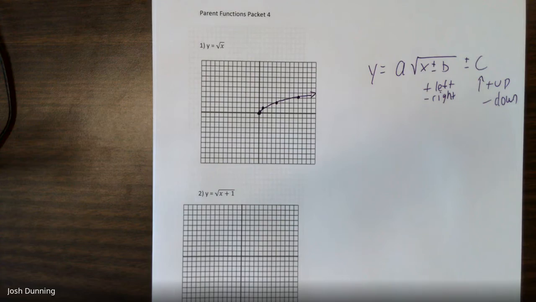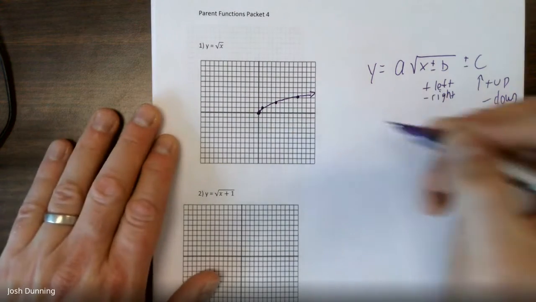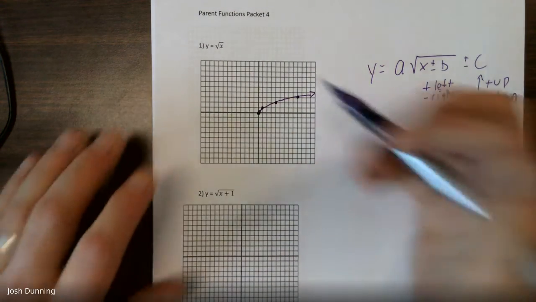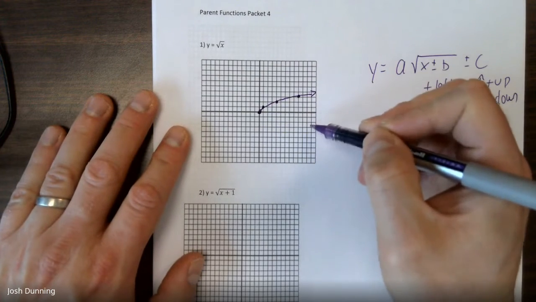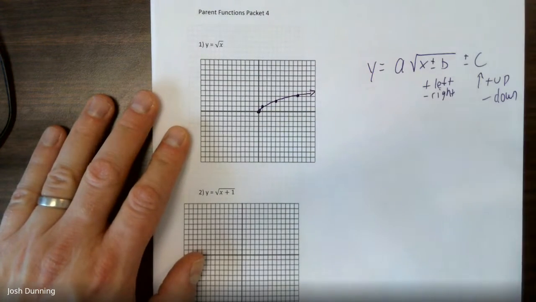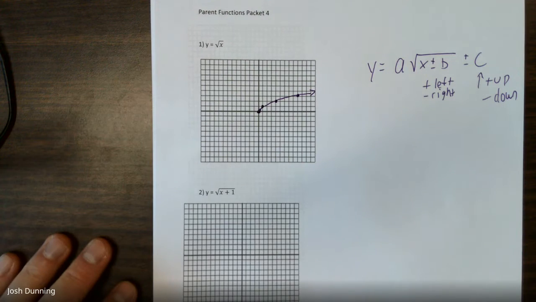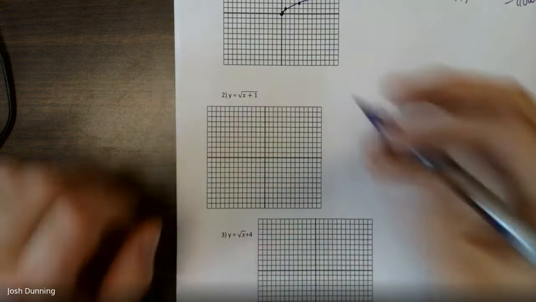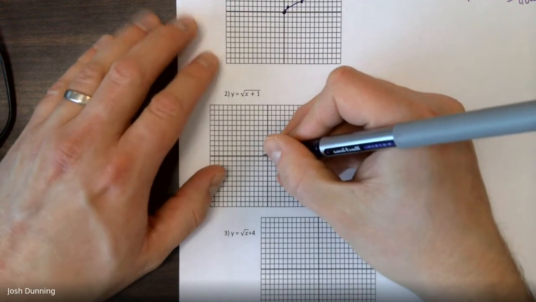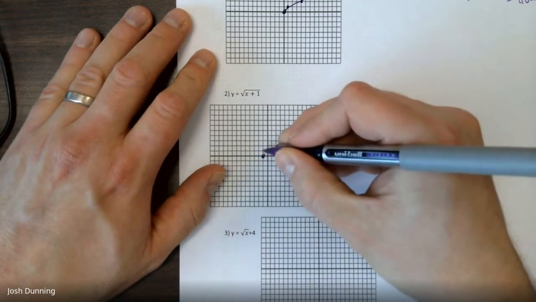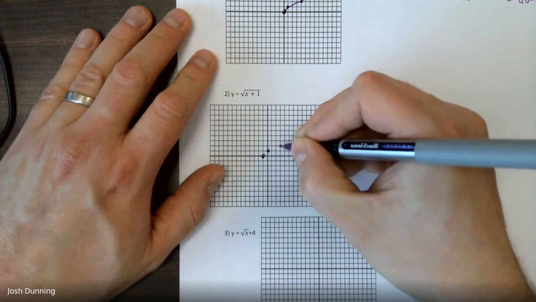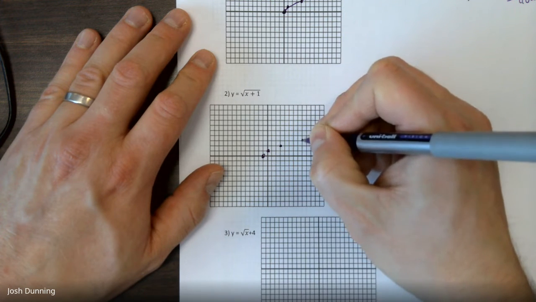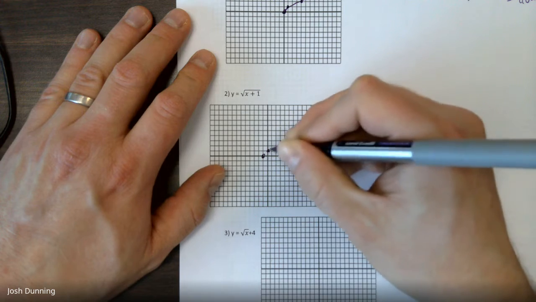Now we don't do the bottom half here. It is a sideways parabola, but we can't do the bottom half because then it would fail the vertical line test. It wouldn't be a function. Anyway, though, same idea. Left 1 to horizontal shift. So over 1, over 3, over 5.